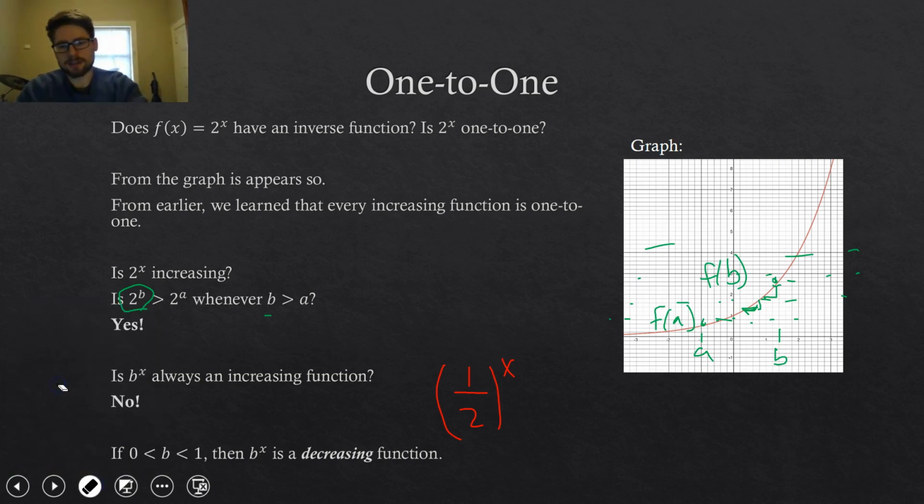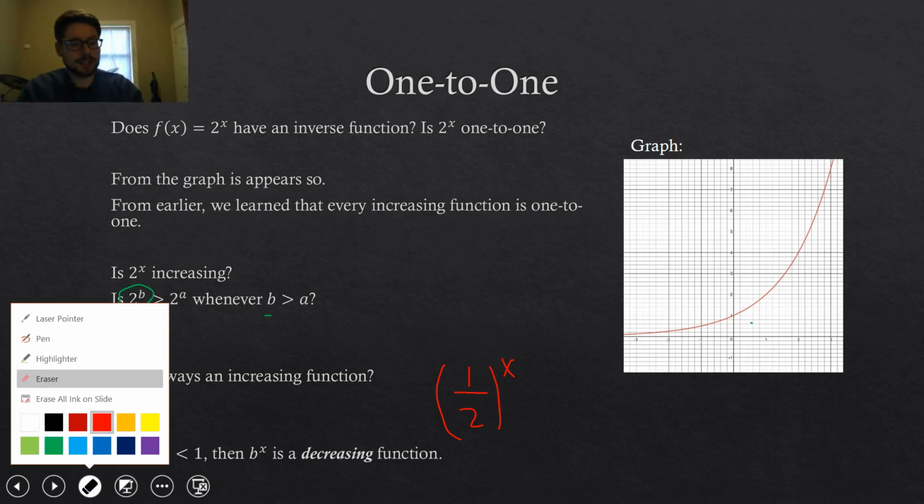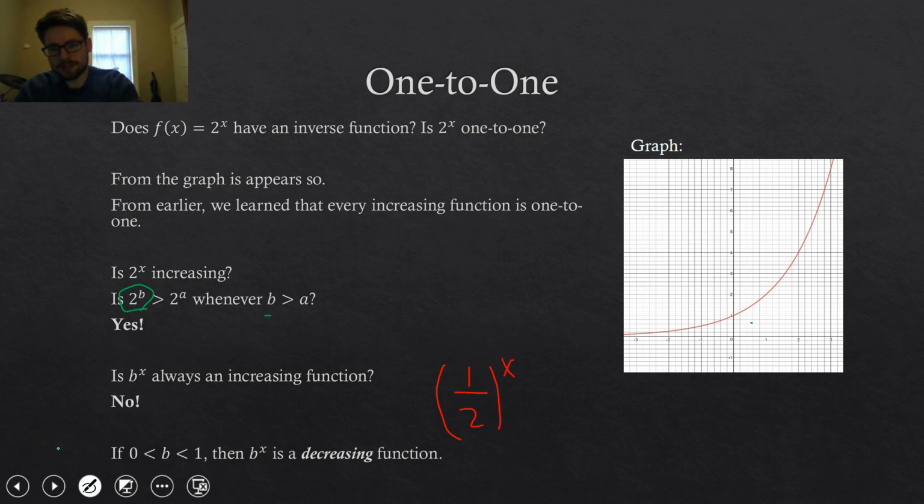Let me go ahead and erase all this. If we were to graph 1/2 to the x, you'd find that it is a strictly decreasing function. I'm going to graph it in green so it looks a little bit different. And it's going to look something like this.